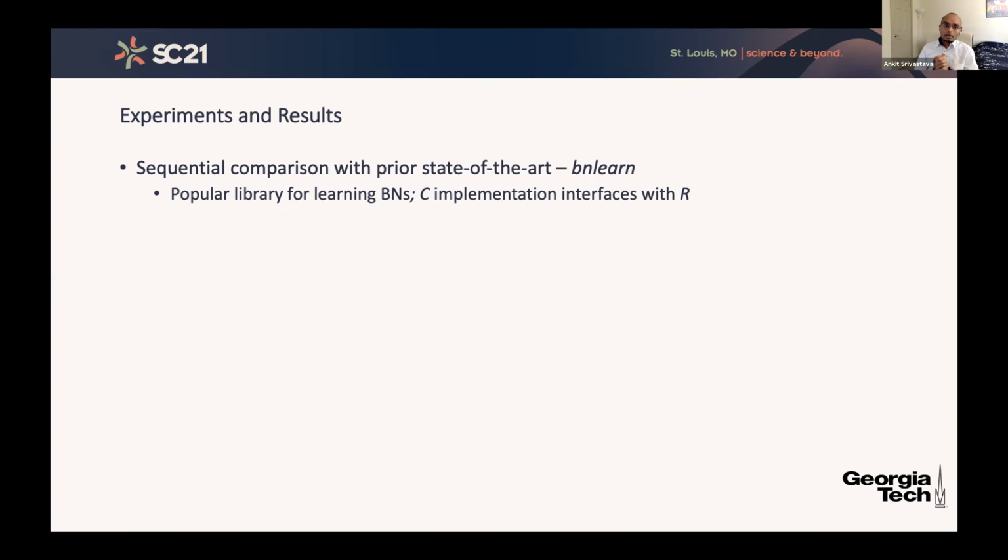First, we compared our implementation sequentially with the prior state of the art, which was bnlearn. As I mentioned earlier, it's a popular library for learning Bayesian networks. And even though it's an R library, it has a C backend implementation. So most of the algorithms implemented in bnlearn are pretty fast.